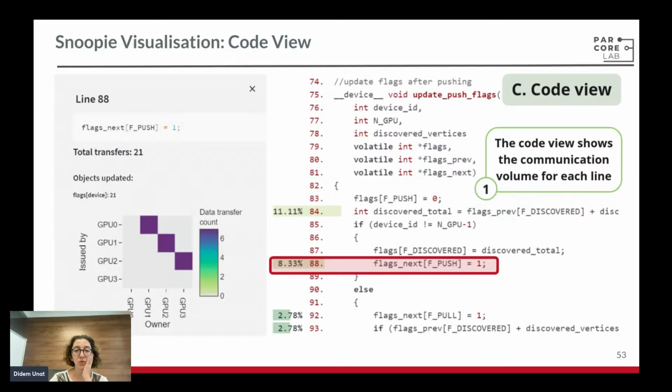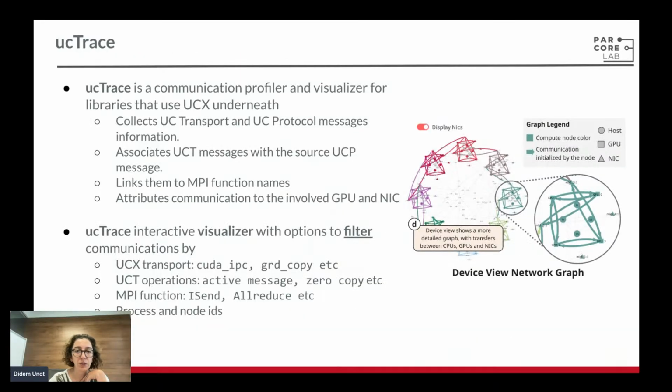And we have the source code view as well, which tells, for example, that 8% of the data transfer happens at this line. If you look at it, it's not obvious that this is communication, because you are doing a peer access, and this flag is in another GPU, and you're setting a flag in another GPU's memory. So it causes communication data movement.